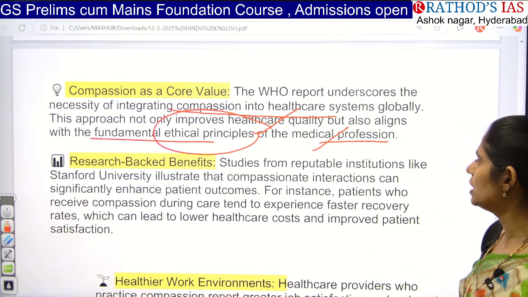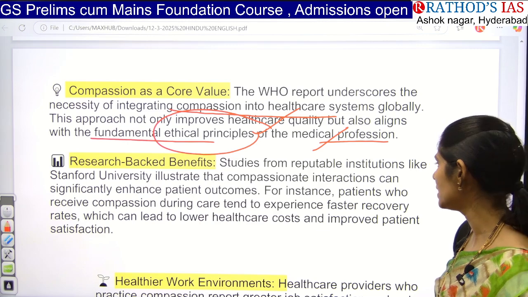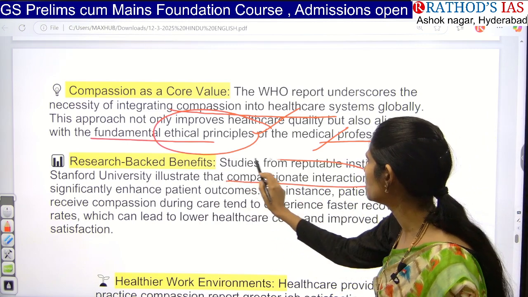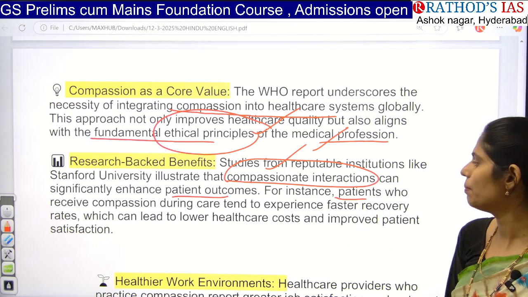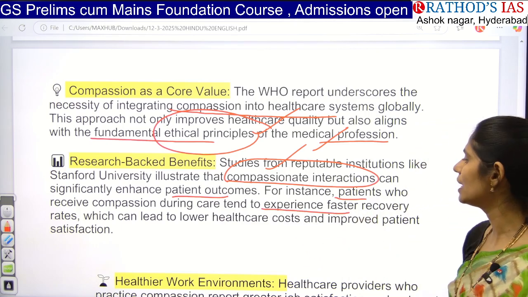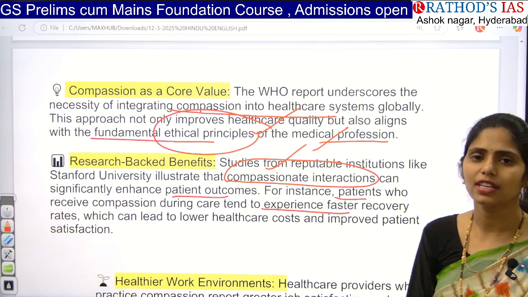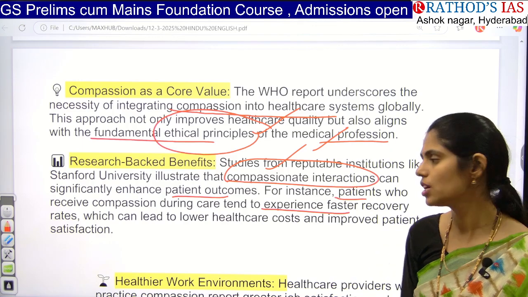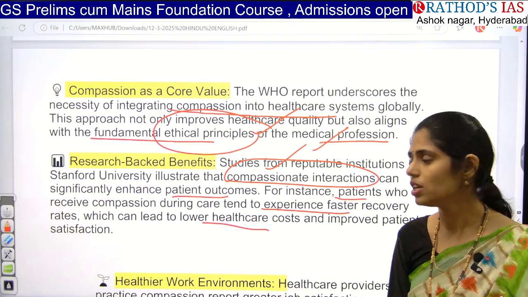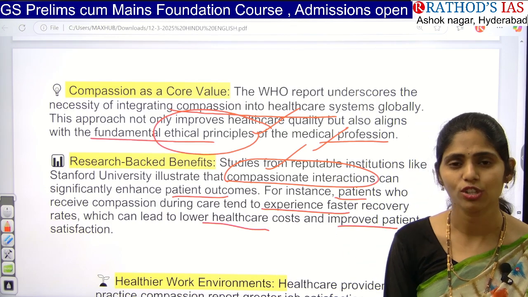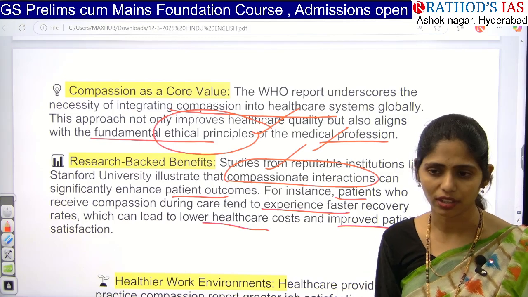And these studies are also saying, recent studies done at Stanford University, which say that whenever we interact with the patient through compassion, we can enhance patient outcomes. Patients who receive compassion during care tend to experience faster recovery rates. When recovery is faster, is there any need to stay in hospital more days? No, the days will be reduced, so we can decrease the healthcare cost, the expenses incurred in hospitals, and improve patient satisfaction. The patient will feel satisfied that they got a good response from the doctor, who helped them a lot, right.